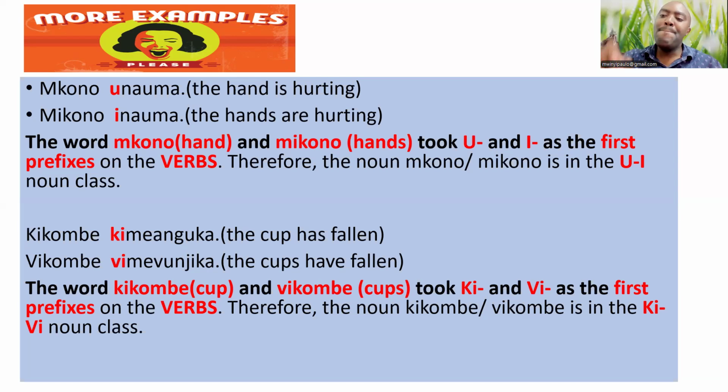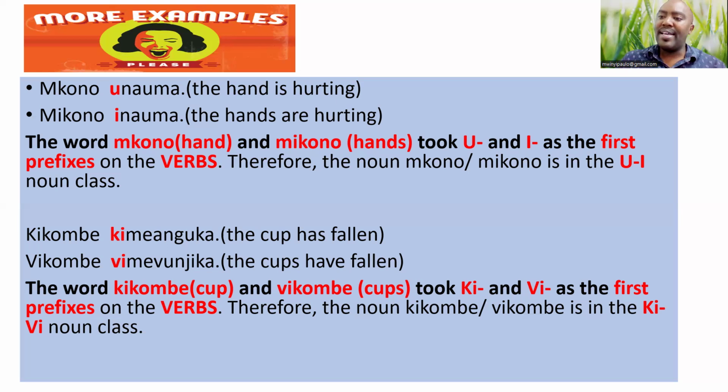In plural is mikono inauma. Mikono inauma. The first prefix on the verb is e. So the word mkono in singular and mikono in plural will be in u-e noun class. By the fact that mkono and mikono, hand and hands, took the first prefix on the verbs as u and e. Good. Another one.